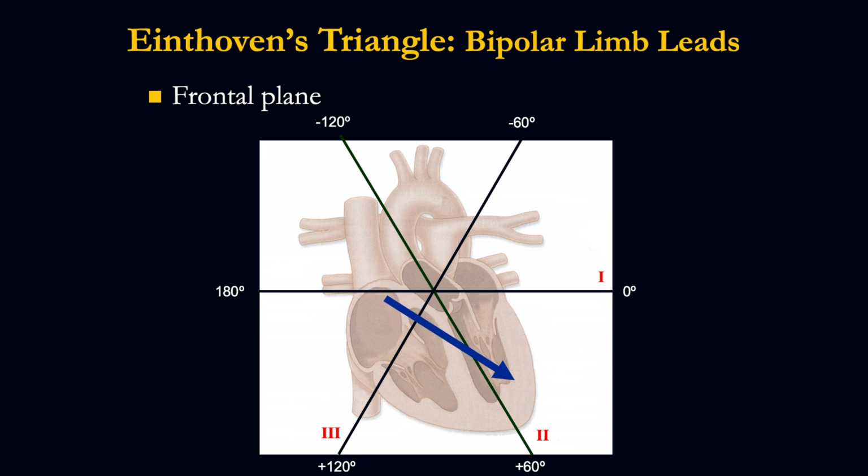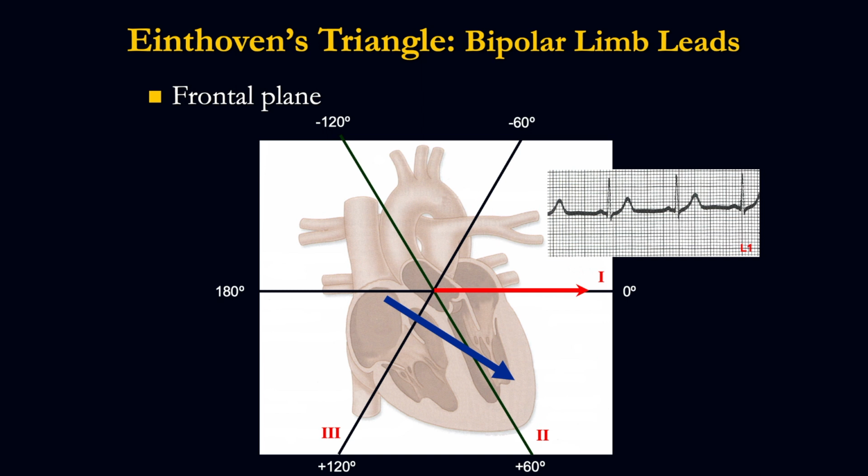Let's put this together with the mean electrical axis. If we look at lead 1, remember lead 1 makes the right arm negative and the left arm positive. You can see that we've got some mostly positive but some negative deflections on our EKG graph. That should make sense since the mean electrical axis tends to flow towards that direction.